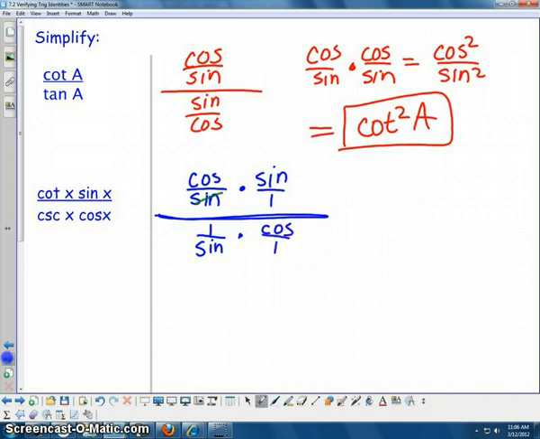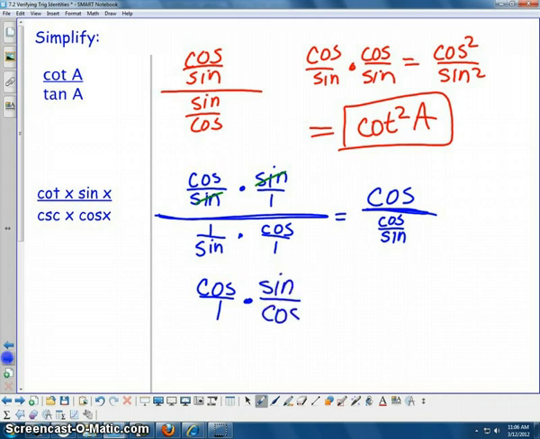I can reduce here, my sines reduce down. So in my numerator, I really just have cosine. My denominator, however, I have cosine over sine. So now I'm going to think of my numerator cosine as cosine over 1. My denominator is one big denominator, cosine over sine. Instead of dividing, I'm going to multiply by the reciprocal, sine over cosine.